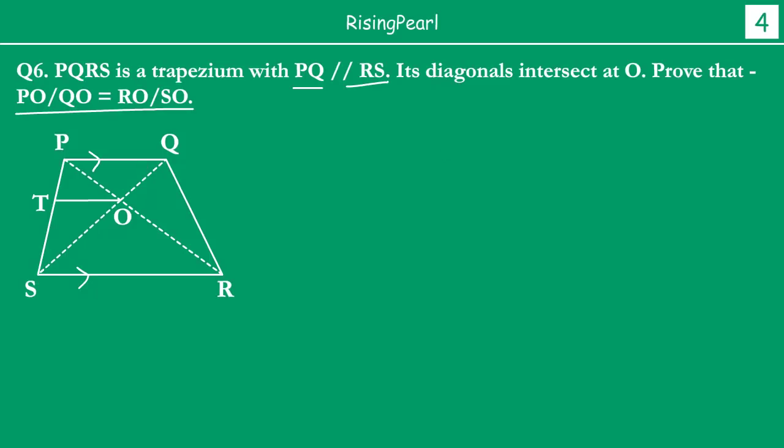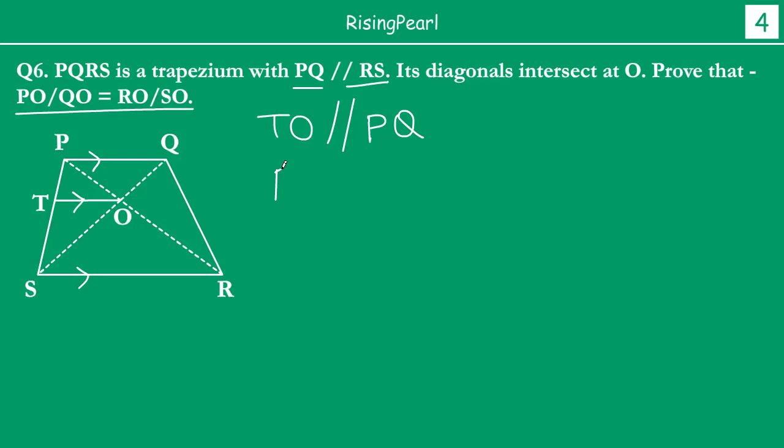Well, first what we are going to do is, from the point O, we will draw a line TO such that TO is parallel to PQ. And why am I doing that? You will see this in a moment. So what we did was, from point O, we drew a line parallel to PQ intersecting PS at point T. That is, TO is parallel to PQ. That is the construction we did.